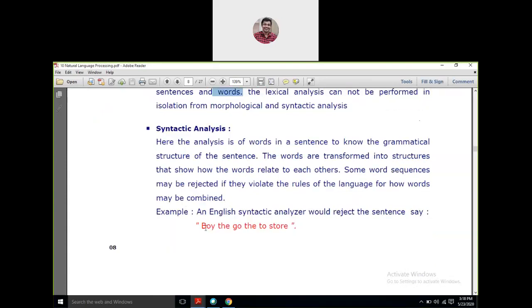As I have already said, "boy the go the to store" is a syntactically incorrect sentence, and this kind of input will be rejected by the syntactic analyzer within the natural language processing toolkit. Now comes semantic analysis. "Colorless green ideas": even though this is syntactically correct, semantically it is wrong because it doesn't give any information about the color or the ideas. These kinds of sentences can also be rejected by the semantic analyzers within the natural language toolkit.